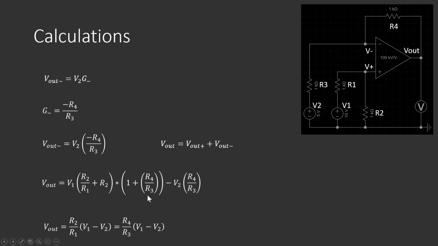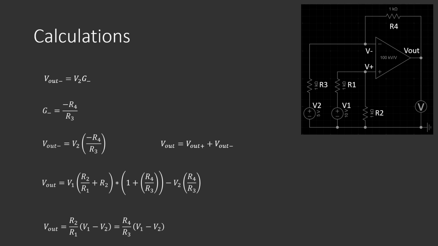However, a common technique to make this equation a bit simpler is to assume R1 and R3 are the same value and R2 and R4 are the same value. I haven't shown all the steps because it takes a while, but this is the final outcome. So we have V out equals R2 over R1 brackets V1 minus V2, or R4 over R3 brackets V1 minus V2. In this way you can sort of see how this becomes a differential amplifier. So we've got one input subtracted from the other, multiplied by the relationship of the resistors, as we just saw.